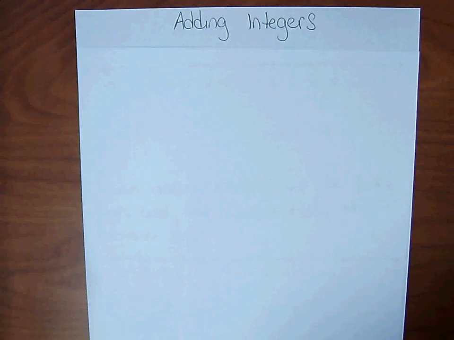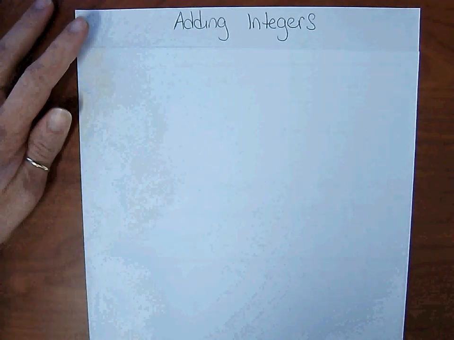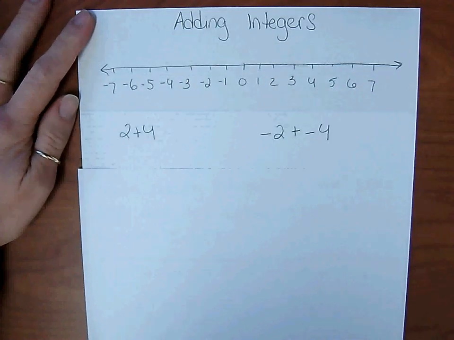Adding integers. Integers are whole numbers and their opposites. So we're going to be adding positive and negative numbers. To do this, we're going to start by using a number line.